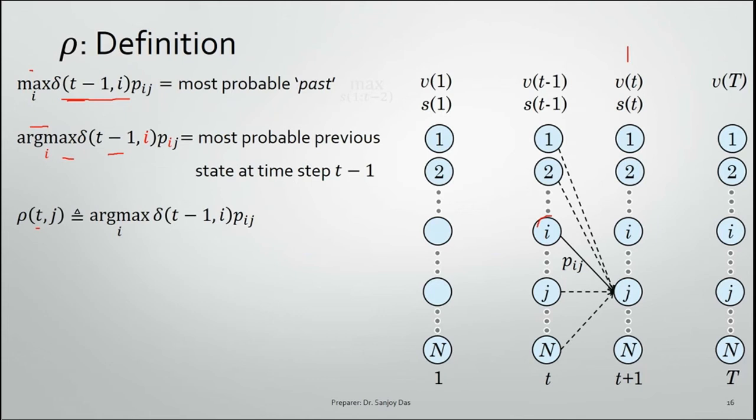Now all the other Greek variables, alpha, beta, gamma, they were probabilities. This is rho, a state. So rho is a variable, but it records a state. So rho t j equals argmax over i of delta t minus 1, i, Pij. So rho t j gives you, if you are in state Sj at time t, what was the most likely previous state i? And that's important to know.